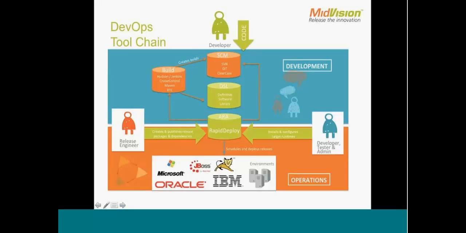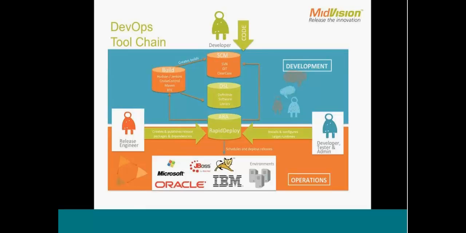Typical organizations have many of the things that you can see on the slide here. A developer checks their code into some sort of SCM tool, whether that's SVN or ClearCase or RTC. They potentially have some sort of build engine to compile their code. That could be RTC or Jenkins or even Cruise Control. Then you've got developers, testers, and administrators who configure and install their target runtimes. And then you've got a release engineer who creates releases and publishes those to the various environments with any dependencies.